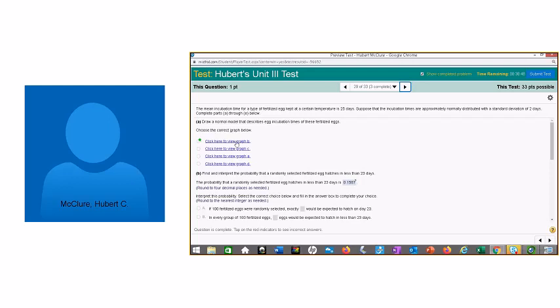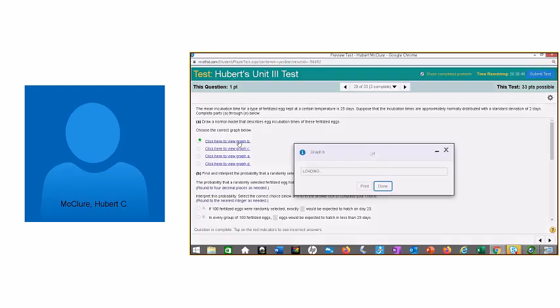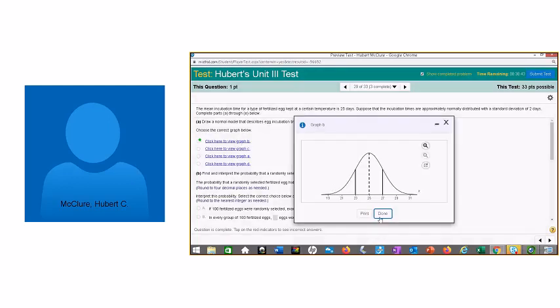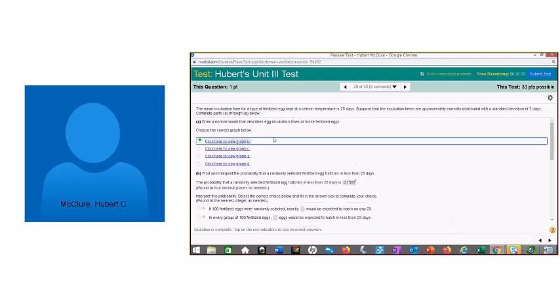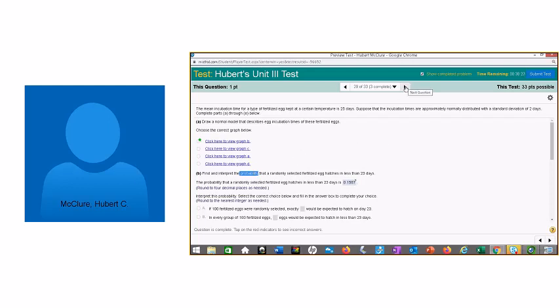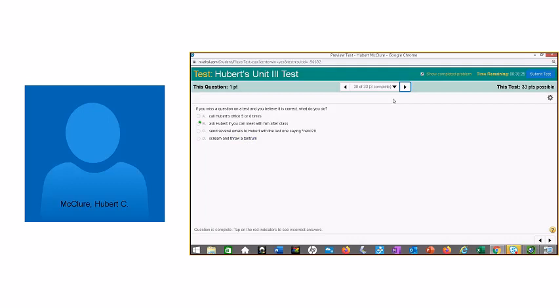Okay? And I guess it looks like, okay, that right there. And then find the, okay, find the probability. Find the area under the curve. Find the percentage. Okay?